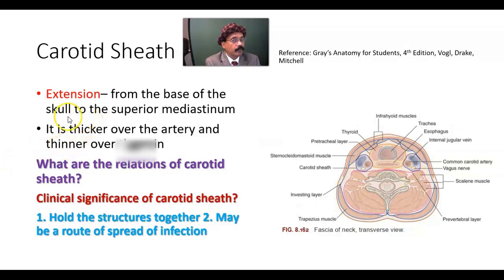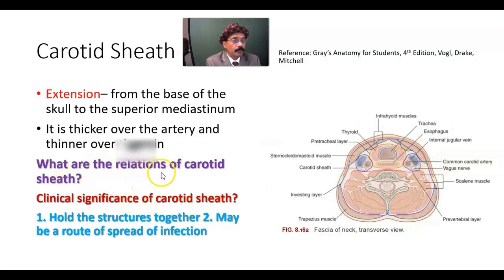Its extension is from the skull to the superior mediastinum at the root of the neck. It is thicker over the artery, which is the common carotid artery. It is thinner over the vein, which helps in proper venous return and vein expansion.